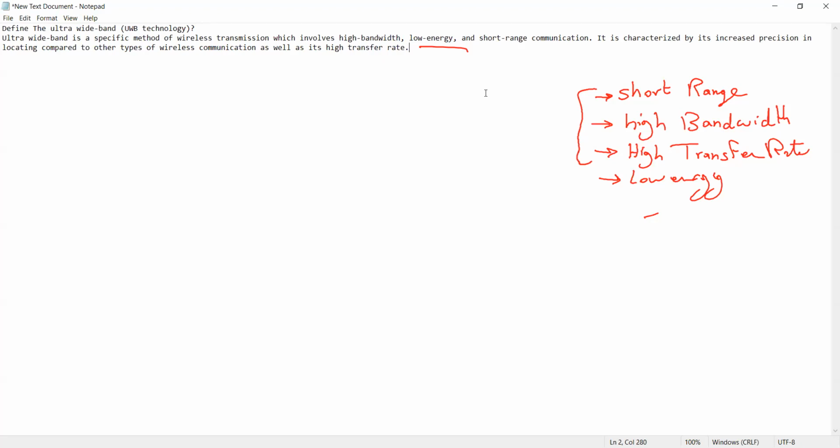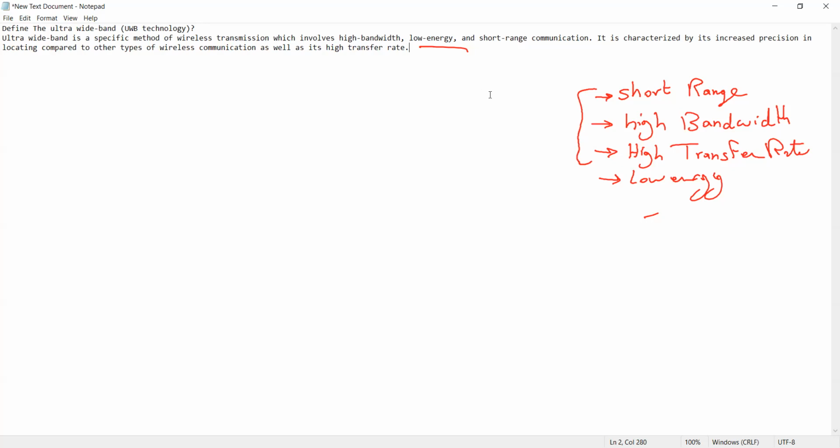Well, first of all, high transfer rates mean that important data can be transmitted more quickly, which can be very important in rescue operations, as well as the high bandwidth. Okay, that's good.